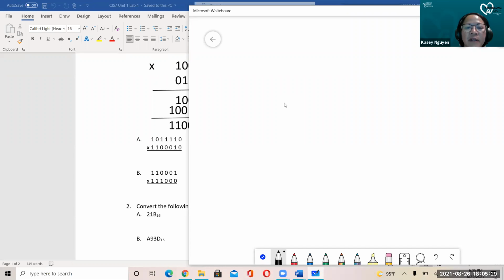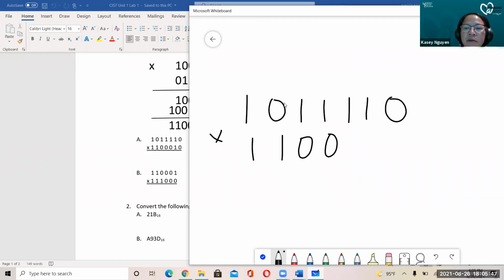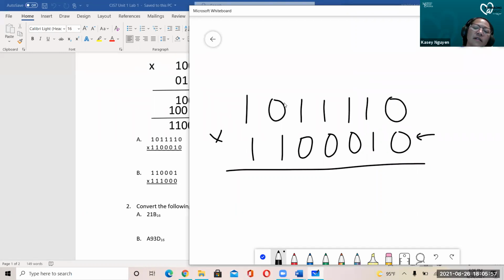So we would start with 1, 0, 1, 1, 1, 1, 0, and we would multiply that. And keep in mind that these are in binary. We would multiply it by 1, 1, 0, 0, 0, 1, 0. So you want to start with this one first. And we're going to multiply it by each one of these as we go along.